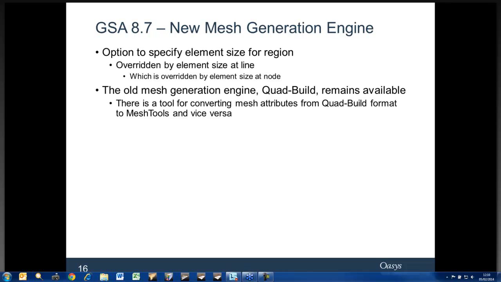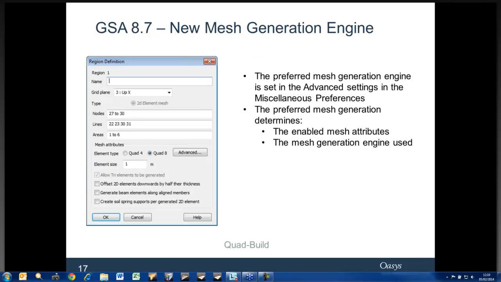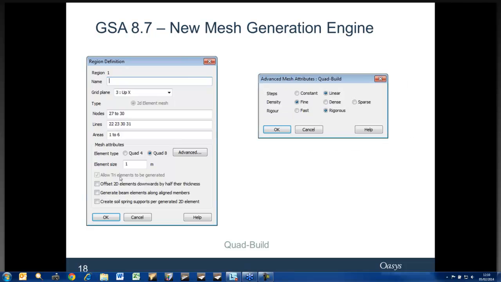We don't know of any circumstance where that is preferable to the new one, but you never know. And there are tools for converting the mesh attributes from old to new and vice versa. So here's how the region definition looked for the old quad build mesh generator. You'll see that the option to allow tri elements to be generated is disabled here.